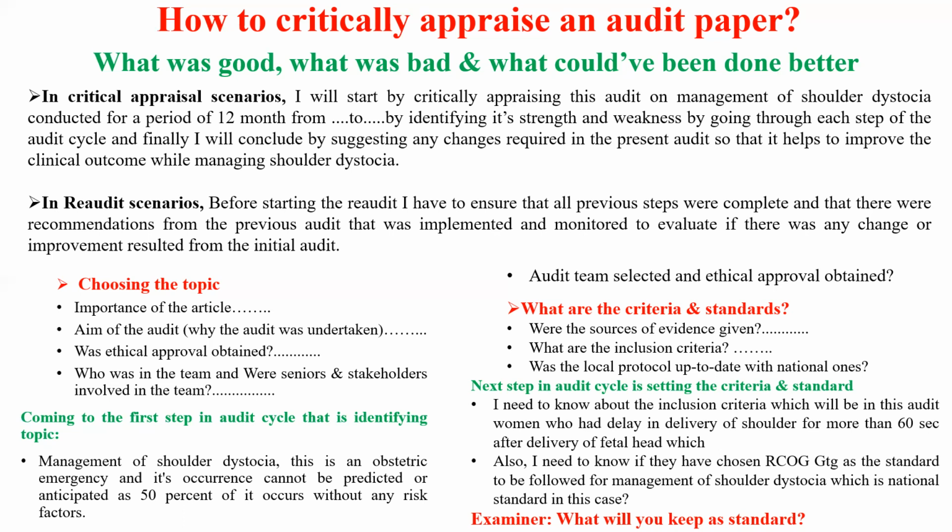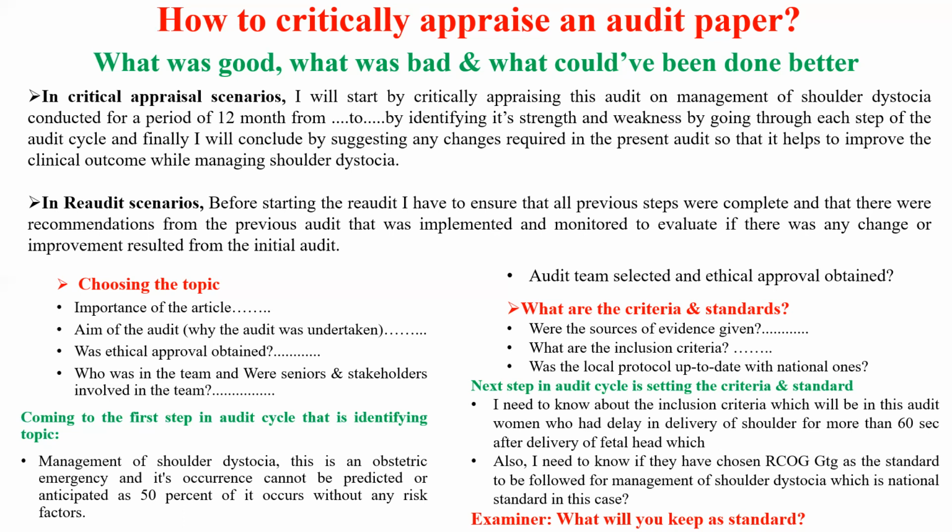Here, the examiner may come out and ask you what you will keep as the standard. The answer: the MRCOG Green Top guideline on the management of shoulder dystocia, and you have to mention the percentage of cases of shoulder dystocia. This will be your target.